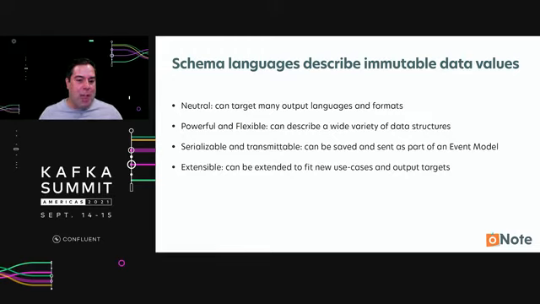We need to get a lot of mileage out of requiring our users to model these things in schema. We should provide them a lot of value in exchange for that. It's got to be serializable and transmittable, so probably data-oriented, because they have to be saved as a part of our core event model. And extensible, we need to be able to extend these things to fit new use cases, compose pieces of the schema language together to answer new needs and requirements and output targets.